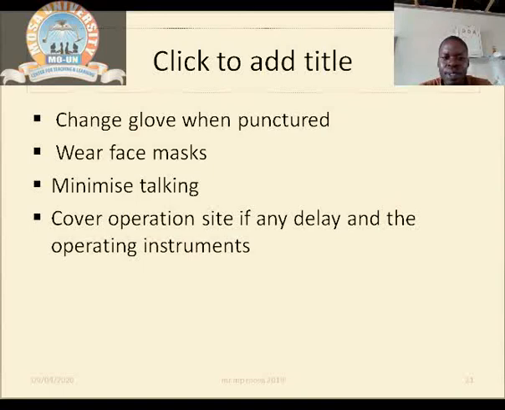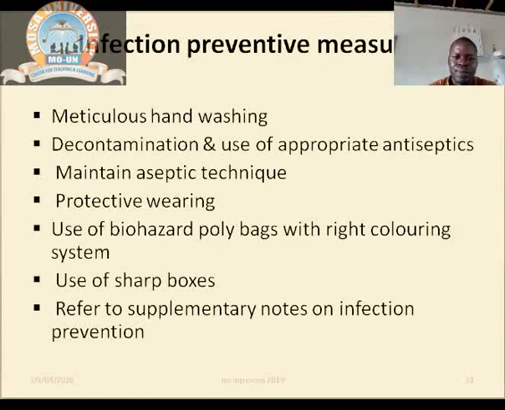This is one of the fundamental principles when you're about to start an operation. When you're about to start an operation, ensure that everything is set. If the operation has to delay, cover the instruments which you're about to use. So this has to be taken into consideration all the time. Never open the sterile pack before an operation, but you need to ensure that all the instruments are opened only when you're ready for an operation.